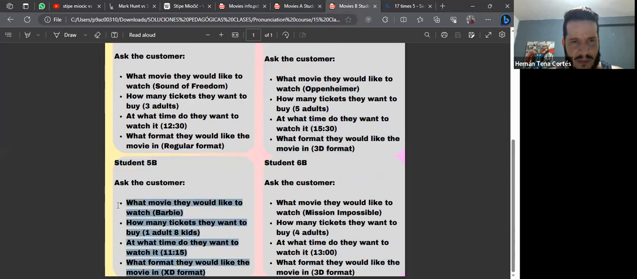Isa saw the Barbie movie. She bought 1 adult ticket and 8 kids, right? So that's a total of 9 tickets. She saw the movie at 11:15, and she saw it in the XD format. Isabel, how much money did you spend going to the movies?